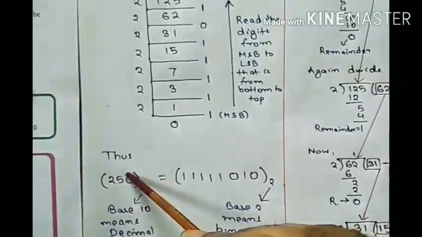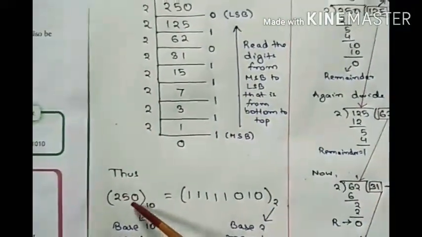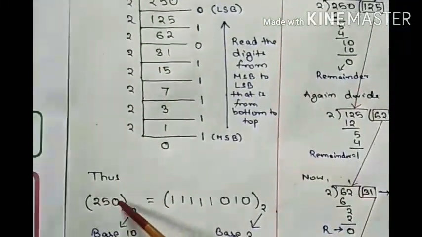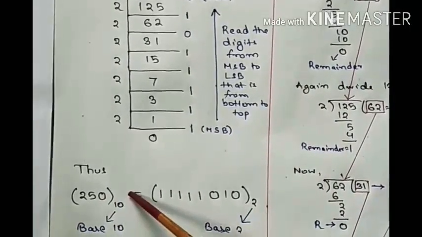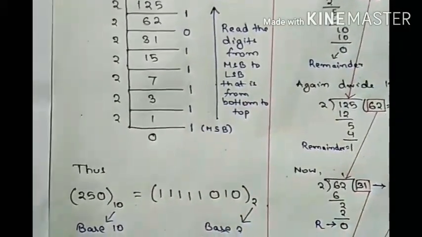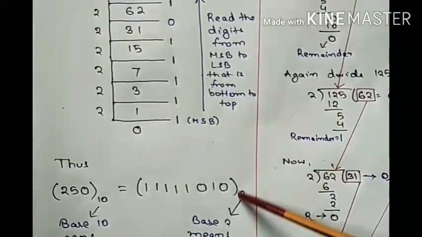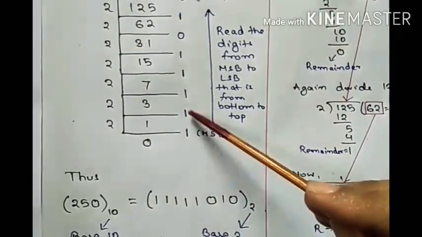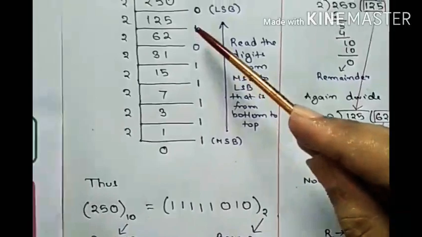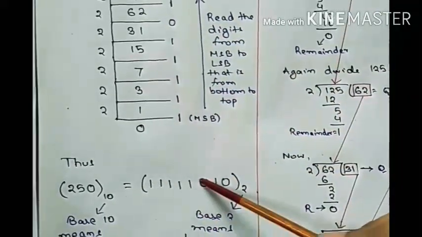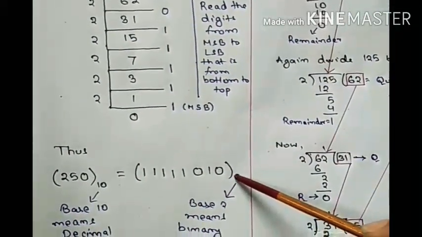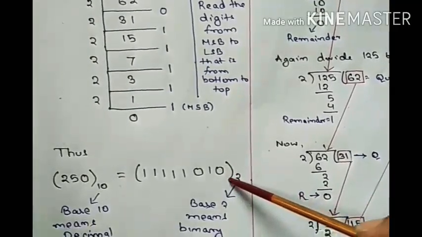So the 250, that is the decimal number with base 10, is equivalent to a binary number, that is 11111010. In this fashion we write it, and we put it in brackets and give the base as 2.